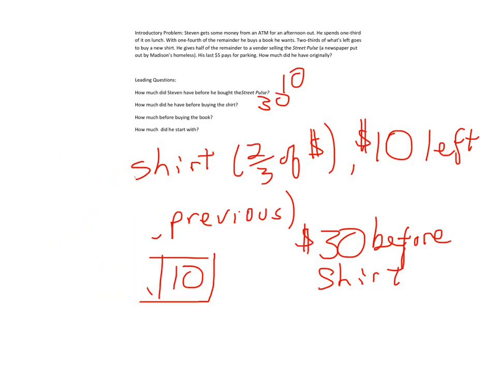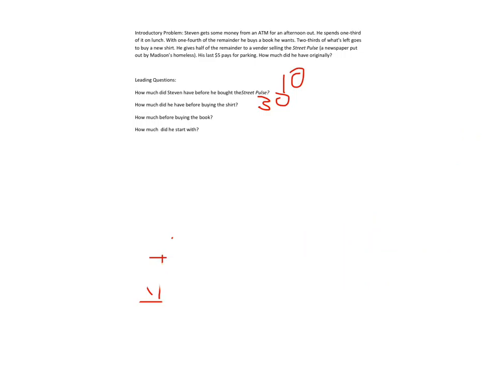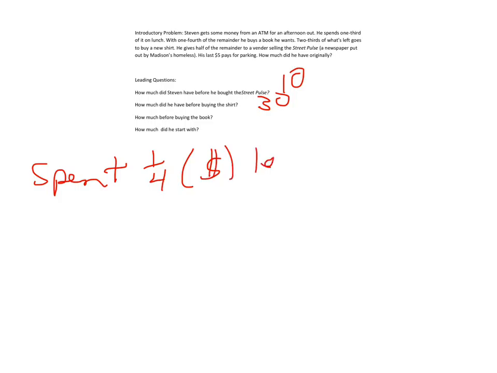Okay, well, how much did I have before the book? Well, when I bought the book, how much did I spend on the book? I spent 1/4 of the money on a book. So I spent 1/4 of my money, leaving the 30. Now this is where students make a common mistake.